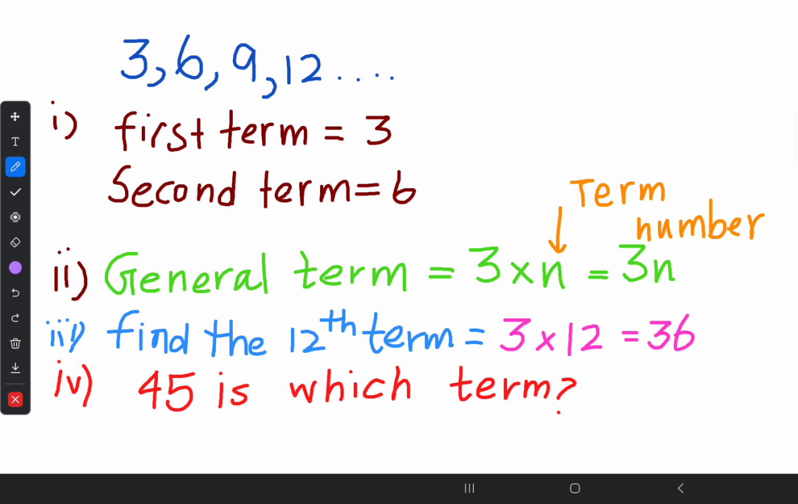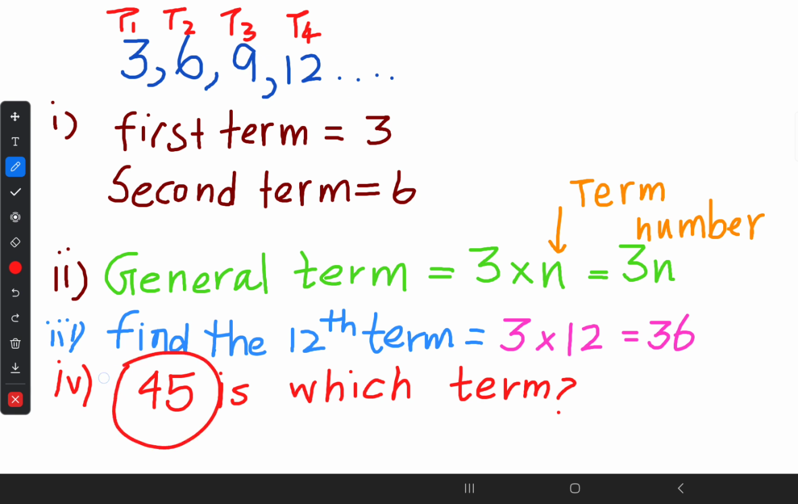To find that, what we need to do is equalize this with 3n. 45 is given. You cannot substitute 45 here because 45 is not a term number. 45 is a term. I'll explain again. This is our first term, T1, T2, T3, T4. I cannot say 4 is a term instead of 12. 12 is the fourth term.